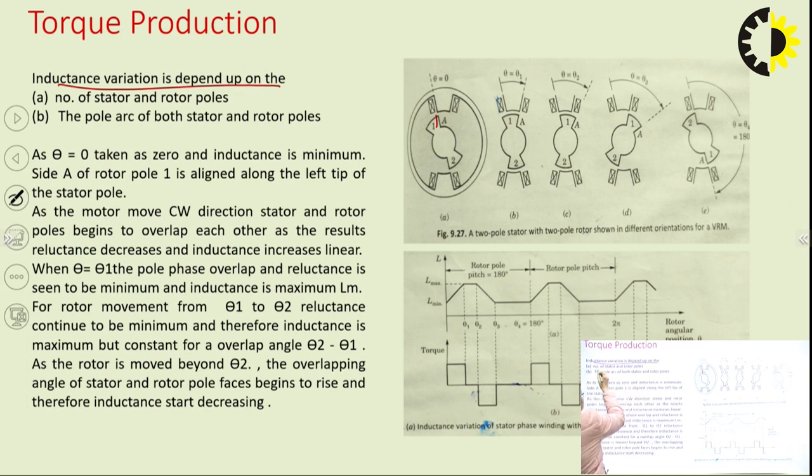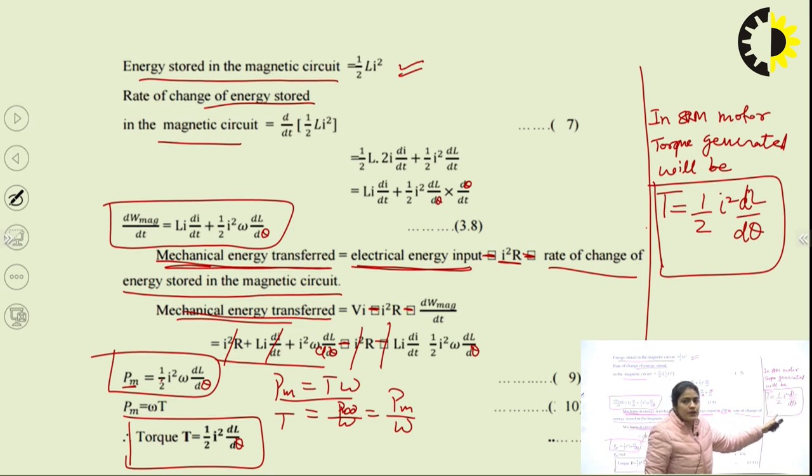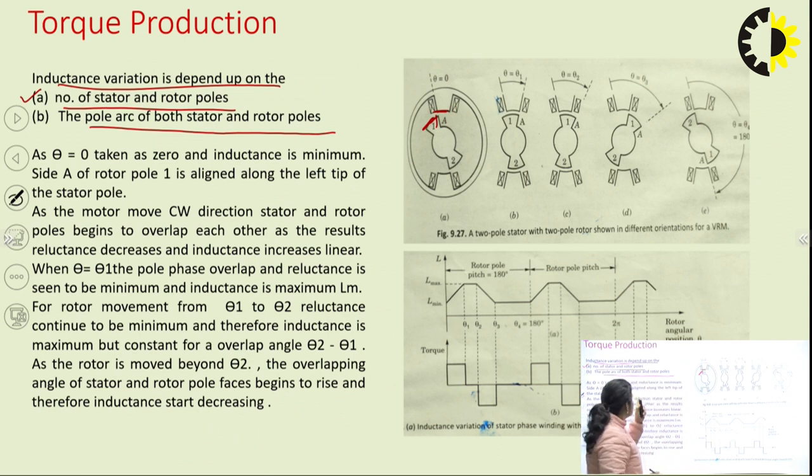the inductance variation depends upon the number of stator and rotor poles, and second, the pole arc of both the stator and rotor poles. The pole arc means these are the pole arcs: this is the pole arc of the rotor, this is the pole arc of the stator. We need the inductance variation for the production of torque. This torque expression emphasizes that we need an inductance variation with respect to theta, then only we will get the torque, right. So how do we generate the inductance variation with respect to theta? Construction-wise, by changing the number of stator and rotor poles, because the inductance variation depends upon the number of stator and rotor poles, and second, the pole arc of both the rotor and the stator, right.